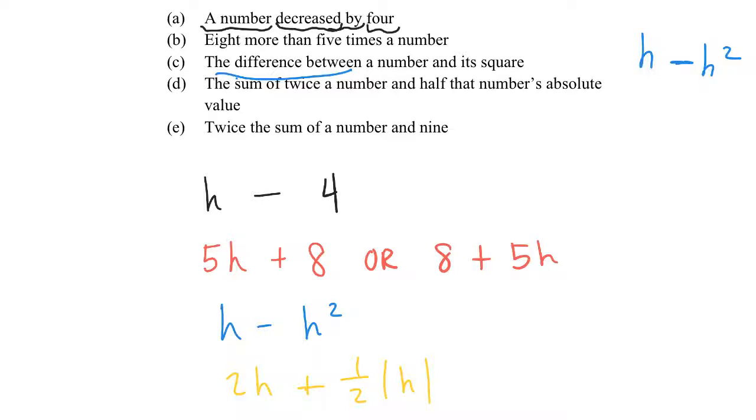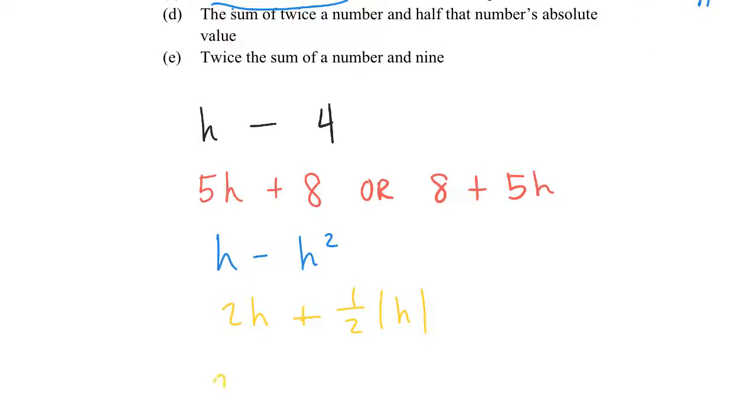How about E? Twice the sum of a number and 9. First name again? Nick. Go ahead, Nick. It'd be 2 parentheses h plus 9. Good job, Nick. And the key here is even the way I said it, if you notice.